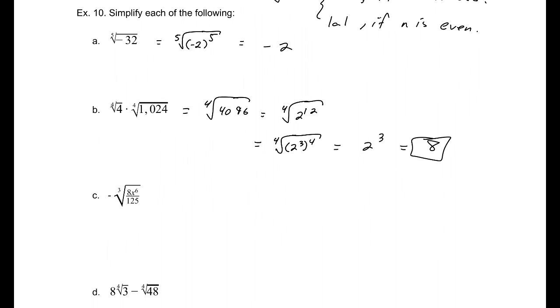All right, part C, negative cube root of 8x to the 6 divided by 125. To write these with powers of 3, I'm going to have my negative sign there. Cube root of, that is 2 cubed, x to the 3 times x to the 3 over 5 cubed. So I get negative 2, and that'll be an x squared. I'll get an x for each of those terms, divided by 5.